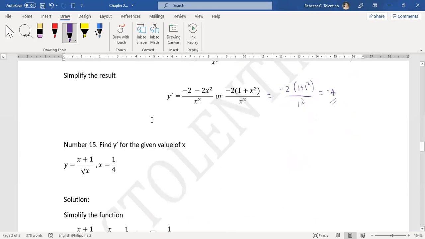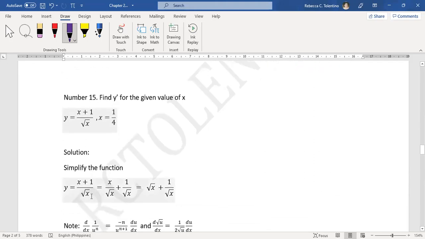Now let's have another one, again from Peterson: find y prime for the given value of x at x equals 1/4. Again, we have y equals x plus 1 over square root of x. Instead of using the quotient rule, which is what you would normally do because this is expressed as a quotient, since the denominator is just a single term, meaning a monomial, it's better to simplify the function first before taking the derivative, so that your y becomes x over square root of x plus 1 over square root of x. We know that x over square root of x is square root of x.